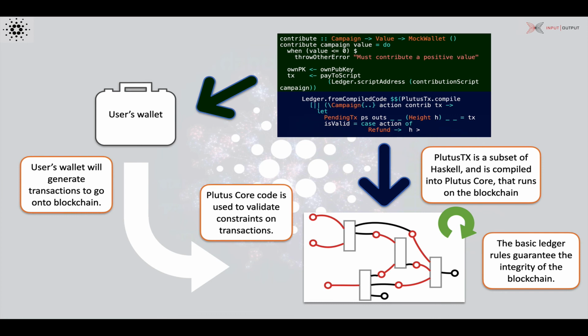And just to underline the point that inside the Cardano world, what we have is this subset of Haskell called Plutus TX that compiles into Plutus Core that runs on the blockchain itself. So we power things from Haskell.